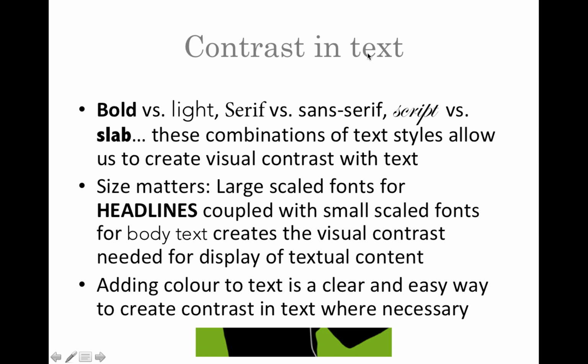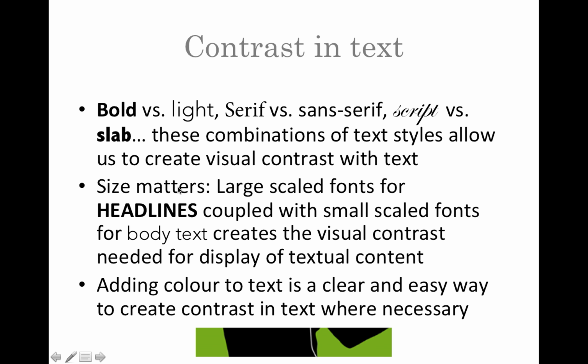So when we're looking at contrast in text, we have things like styles of a font. So if we took the font Times New Roman, we could use the bold Times New Roman versus the light or regular. We could take serif versus sans serif, as in the cover of our PowerPoint. We can use script versus a slab font. These combinations allow text styles to create visual contrast. So we're looking for obvious differences between the fonts in order to create that contrast.